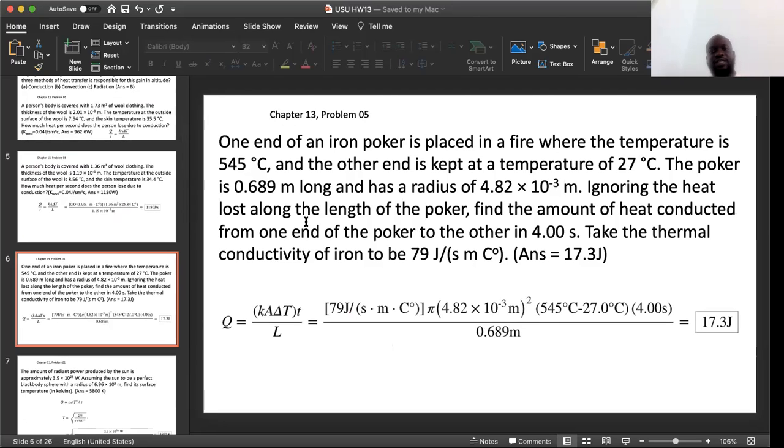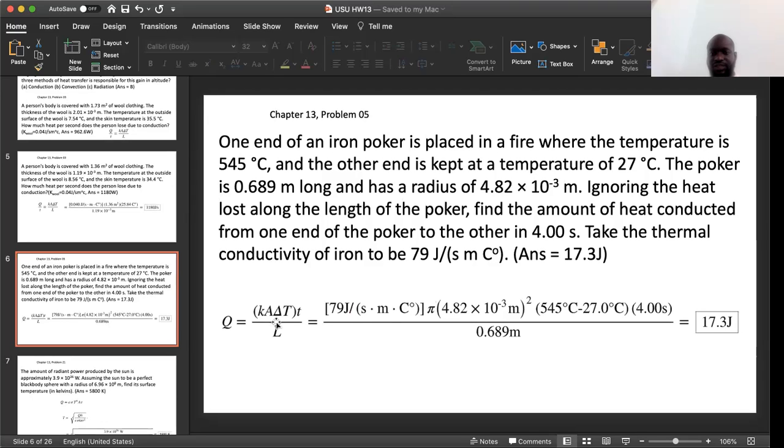The next one says one end of an iron poker is placed in a fire where the temperature is that, and the other end has that temperature. We are given the radius and the length. From the radius, we're going to calculate the area. Ignoring heat lost along the length of the poker, find the amount of heat conducted from one end of the poker to the other. The area is going to be pi r squared, pi times the radius squared. So that's what you have here.